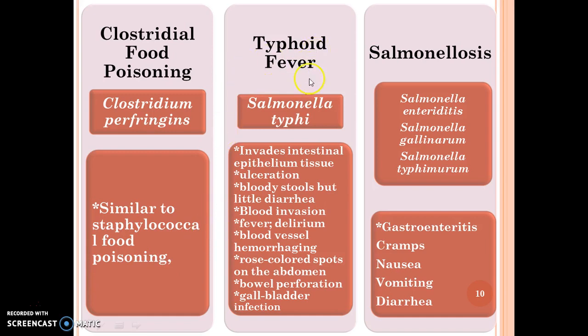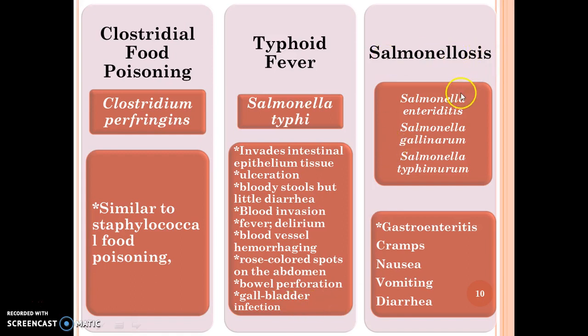Typhoid fever is caused by Salmonella typhi. The symptoms are invades intestinal epithelial tissue, ulceration, bloody stools but little diarrhea, blood invasion, fever, delirium, blood vessel hemorrhaging, rose-colored spots on the abdomen, bowel perforation, gallbladder infection.